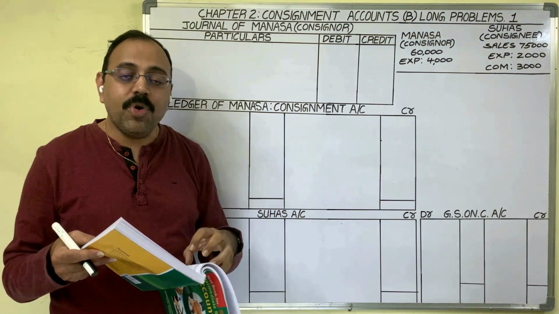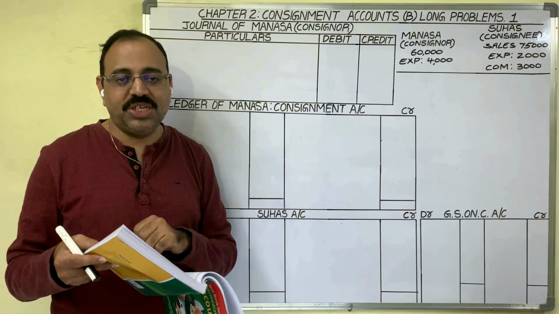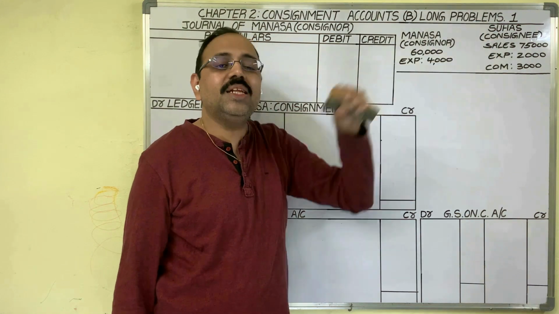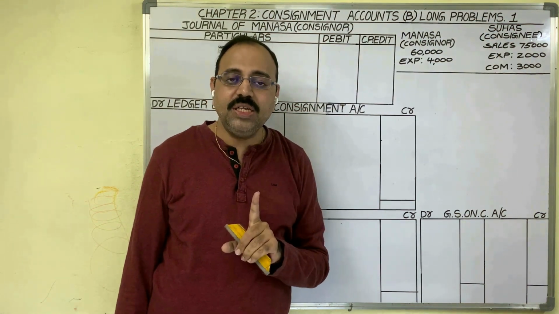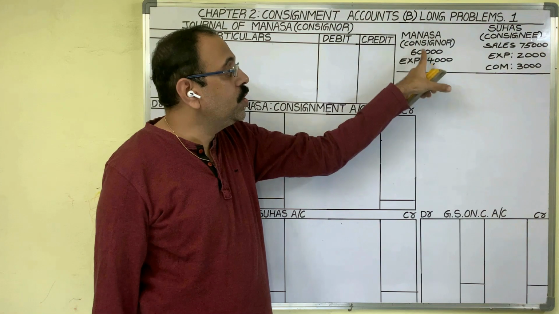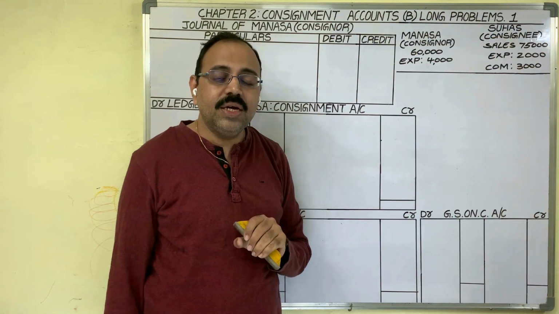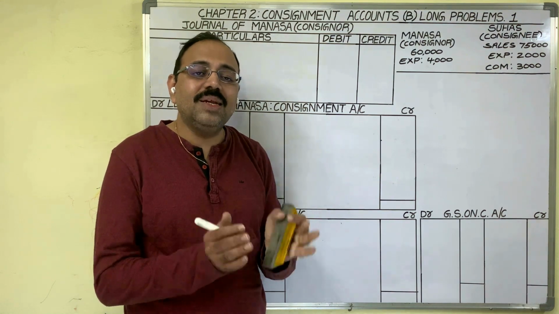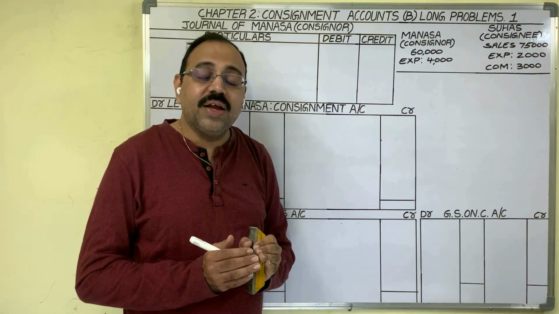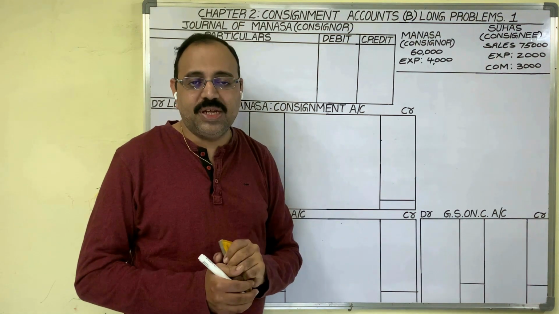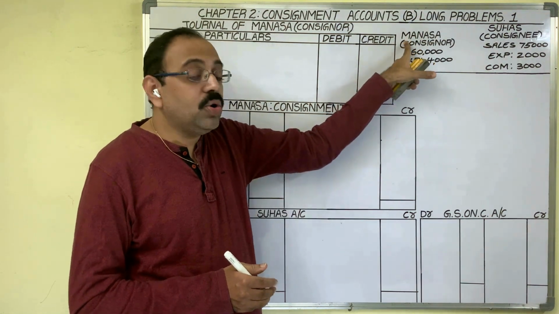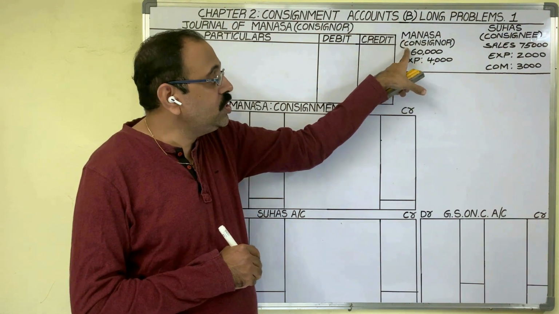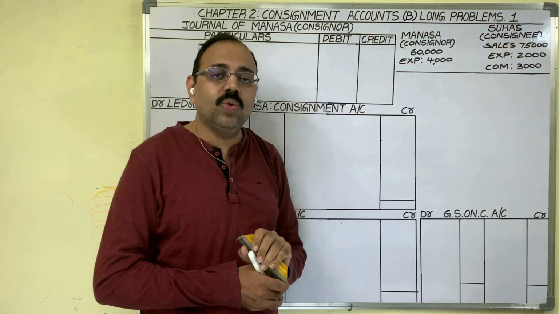Let us see the important information given in the question. Manasa is sending 60,000 rupees worth of goods to Suhas for sales purpose. The first question is, why is Manasa sending goods to Suhas? Here, Manasa is a trader. Suppose she is doing her business in Hyderabad. Every trader desires to expand his business. Manasa also wants to expand her business. Suppose she wants to sell the goods in Vijayawada also.